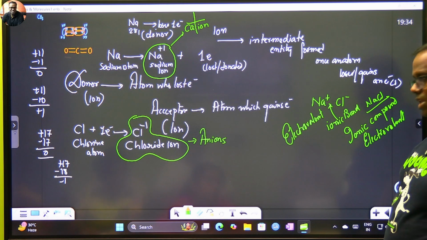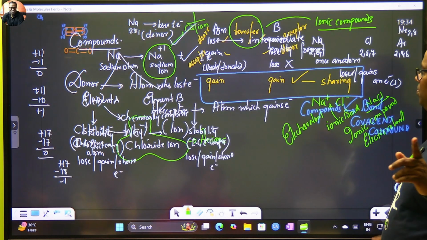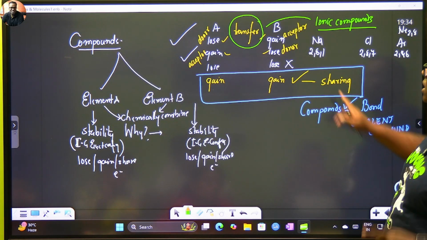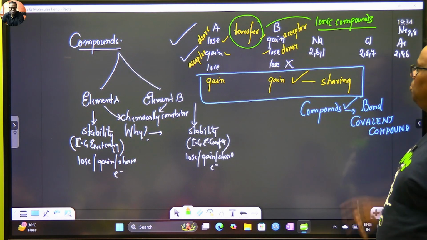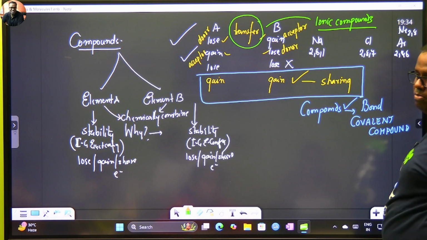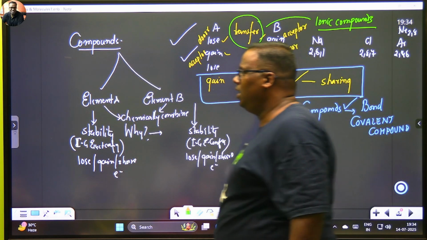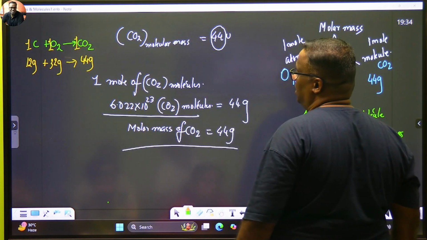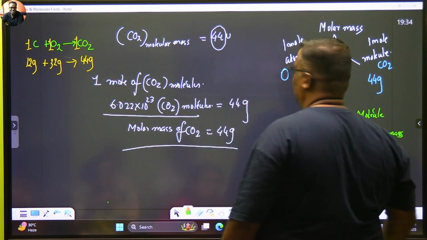Did you understand? That is why we were studying this topic. So the covalent bond and the ionic bond compound are understood. Now the question is, what were we studying? We were studying molecular mass. So, yes, please.